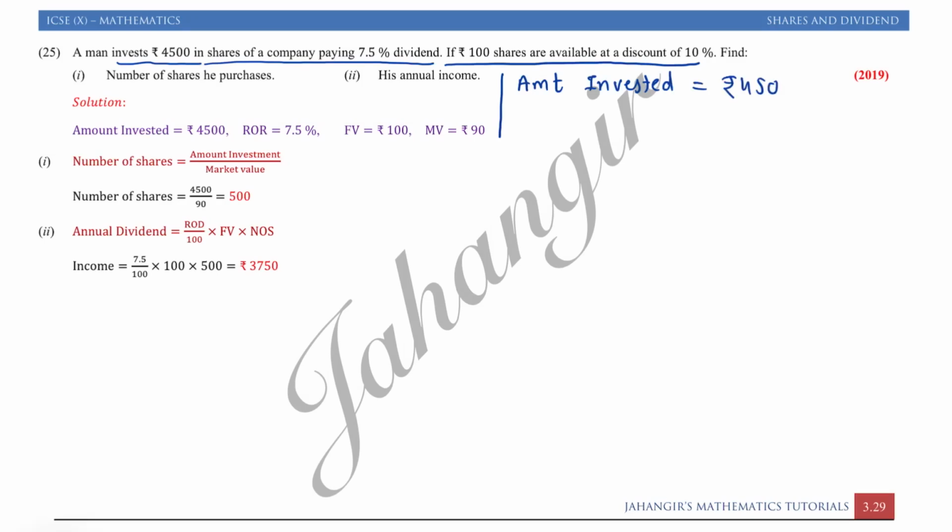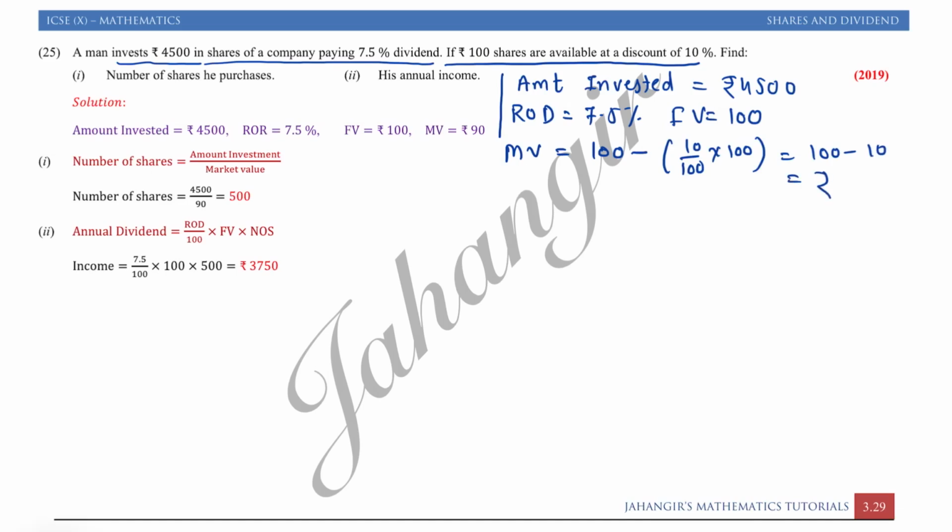Rupees 4500. ROD is given. ROD is 7.5%. Face value is rupees 100. Market value is 100 minus 10% discount. So 10 upon 100 into 100. That is 100 minus 10, which is equal to rupees 90.